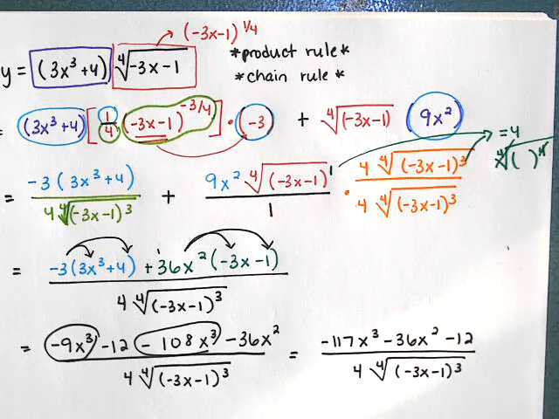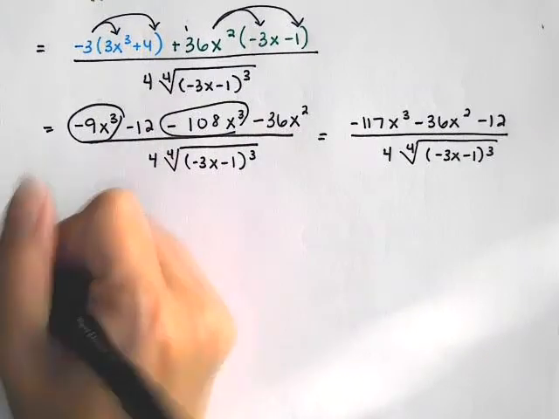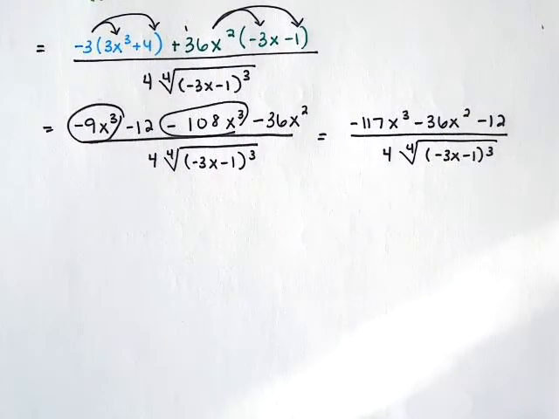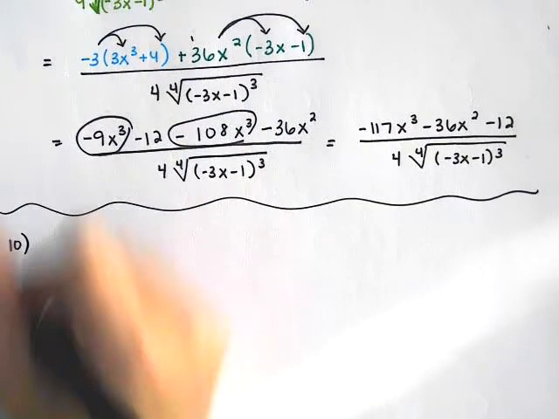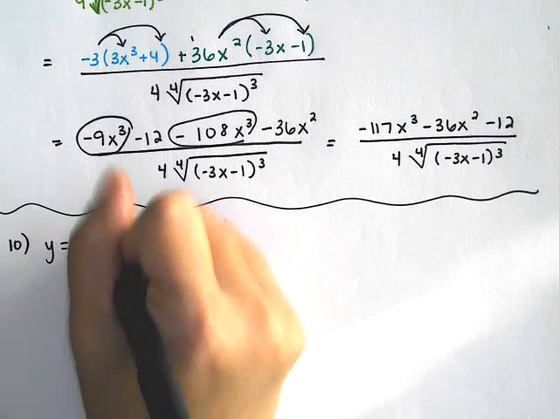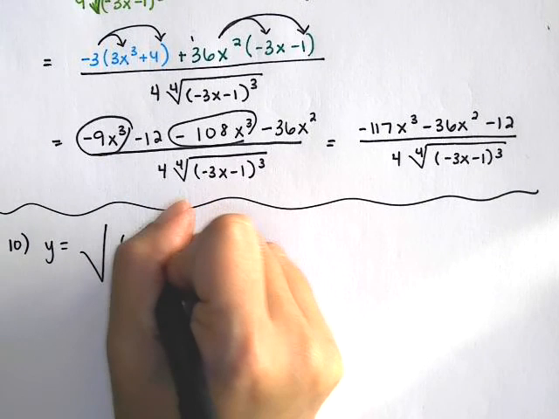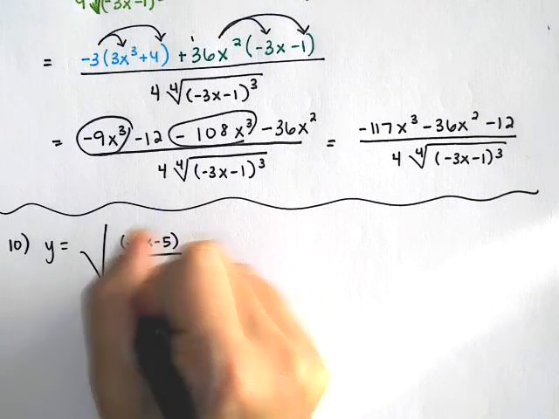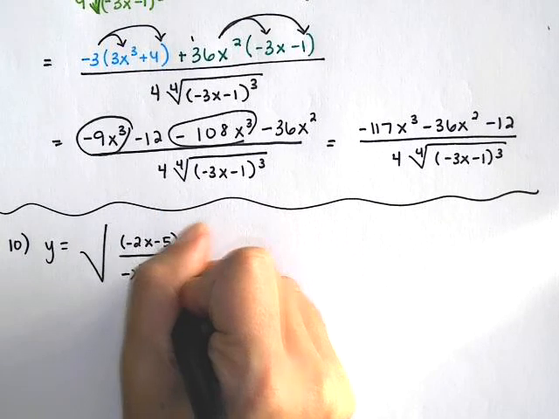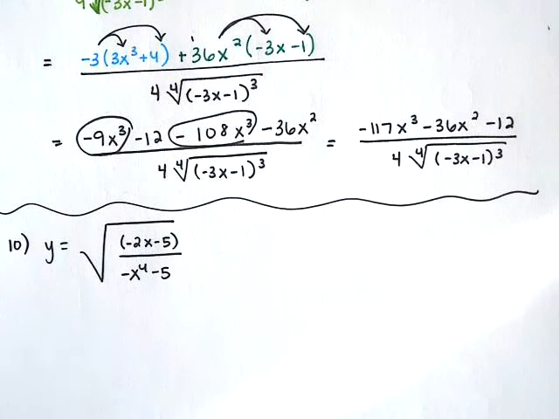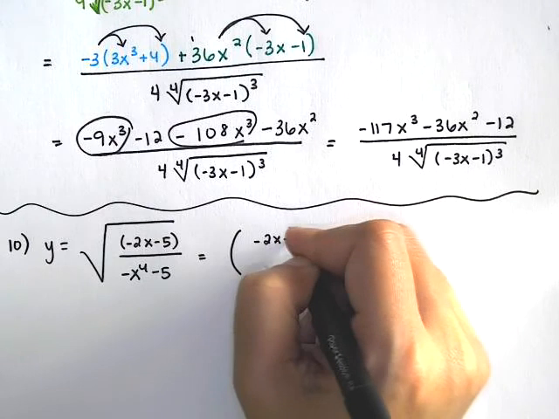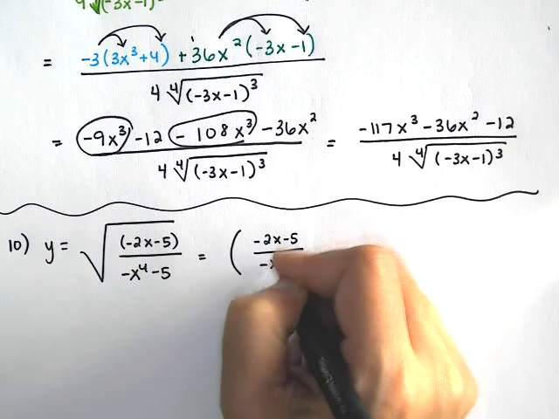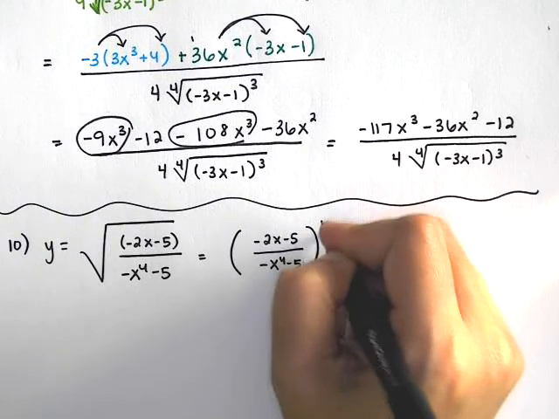Okay. The next one we're going to do is problem number 10 from in class today, and then we will do one more and we're done. So problem number 10 from in class today was y equals the square root of parentheses negative 2x minus 5 divided by negative x to the 4th minus 5. Personally, I find it easier to do this problem if I think about this as negative 2x minus 5 over negative x to the 4th minus 5 to the 1/2 power.